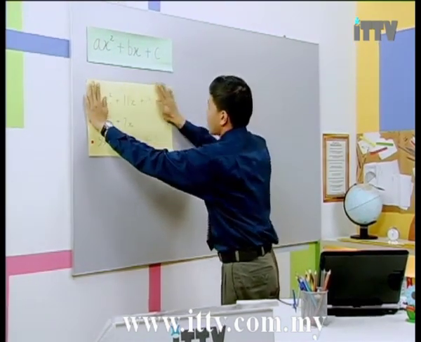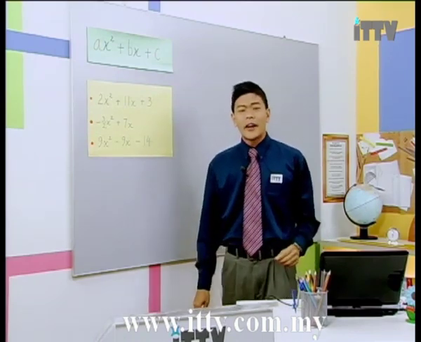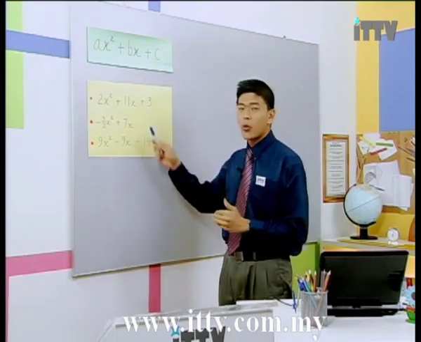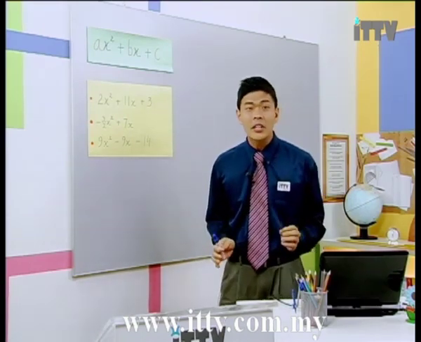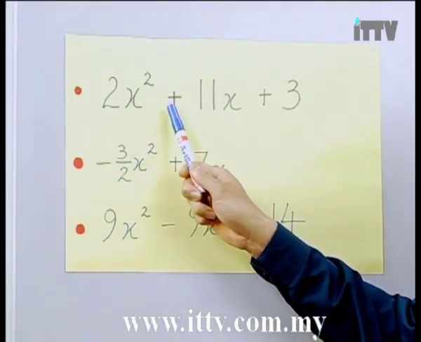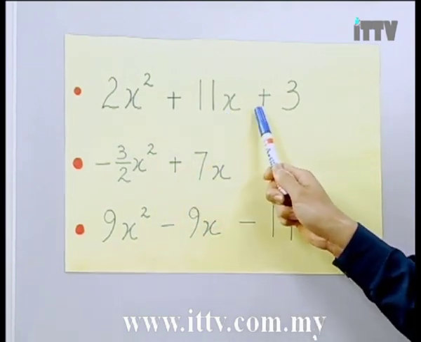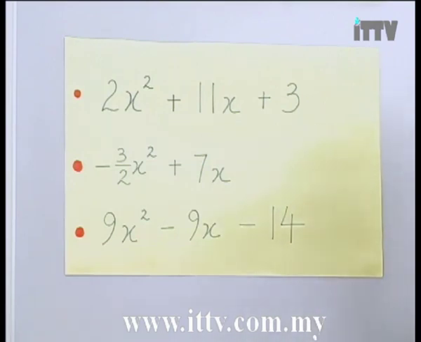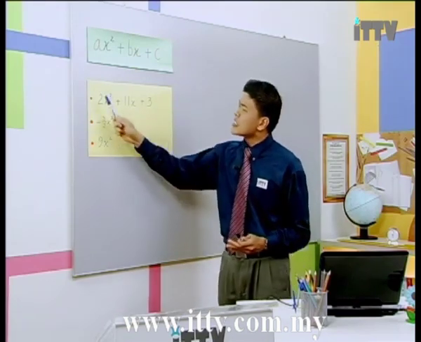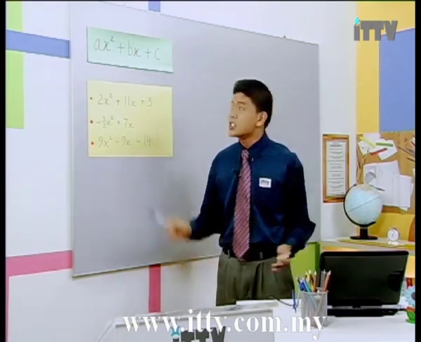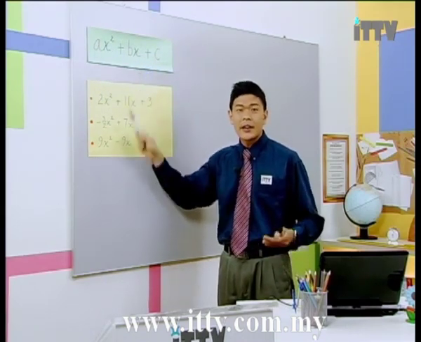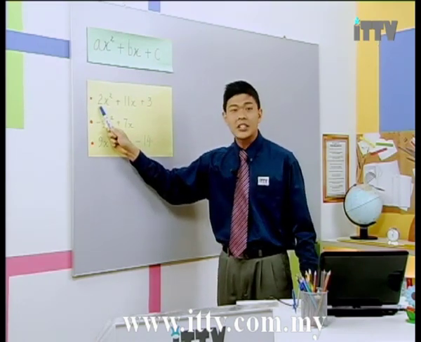Alright, now, here are three expressions. Let's run through them one by one to understand whether all of them are quadratic expressions or not. Let's look at the first one: 2x squared plus 11x plus 3. Is this whole expression a quadratic expression? Yes, it is. Why? Because it resembles the general form of a quadratic expression, which is ax squared plus bx plus c. Can you tell which is a? In this case, it is 2.